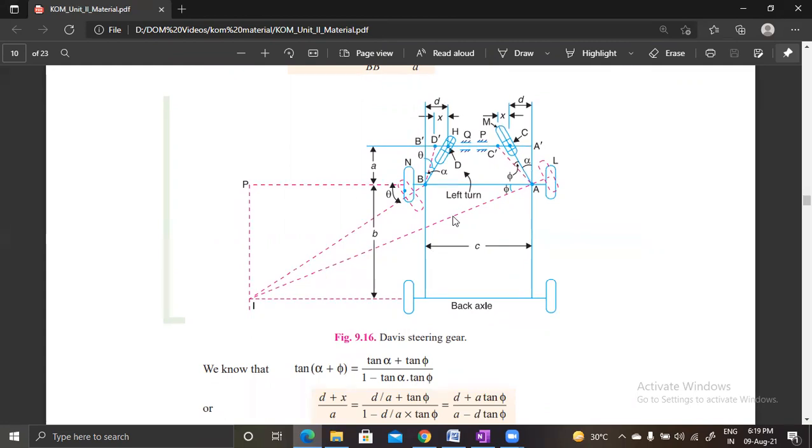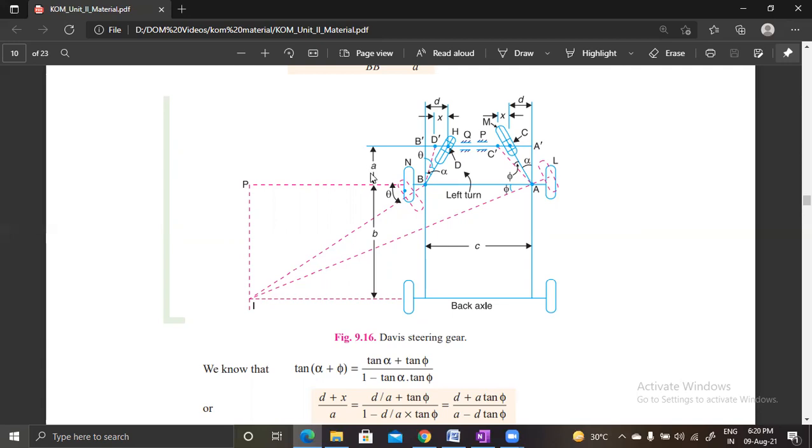For this four wheeler, he has done some setup on the front axle like this. Here this is BH, and this is AM. He has taken two slotted bars, and from this has derived some equation. This is the Davis steering mechanism, a modification of the fundamental steering mechanism. What is the modification? First let me explain the terminology that he used here.